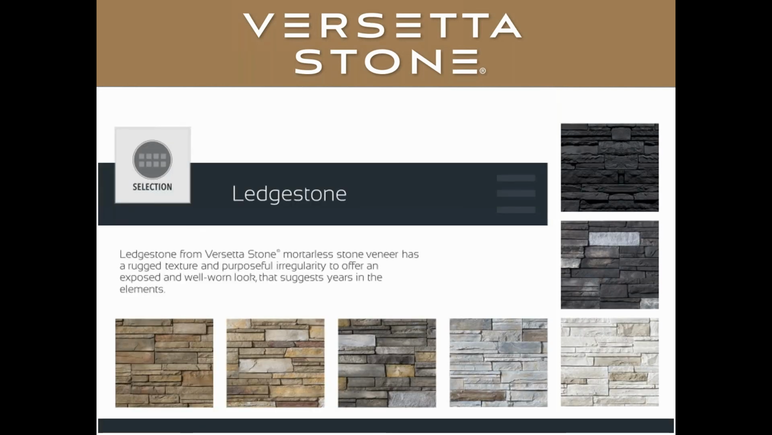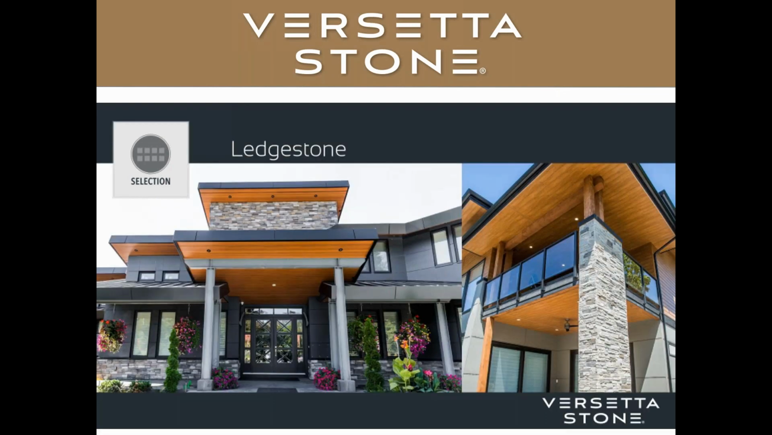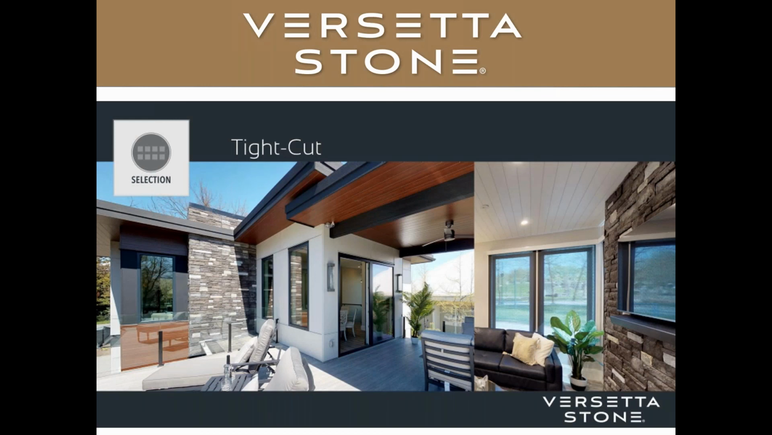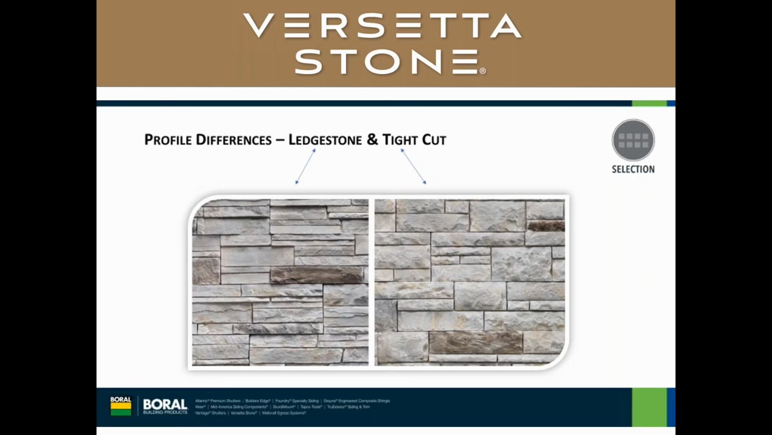So here's the product itself. 7 colors in the ledgestone variety. This has a more rugged textured look. And that's the ledgestone on the wall. And then tight cut, also available in 7 colors. More traditional look of like a quarried limestone, more squares and rectangles. And that's it on the wall. This slide shows the comparison between the two so you can see it better, between the ledgestone and the tight cut variety.